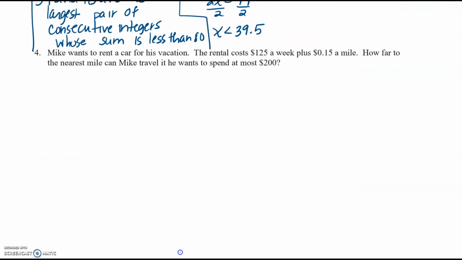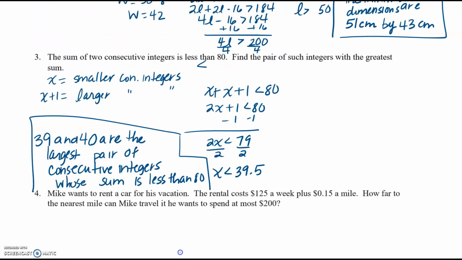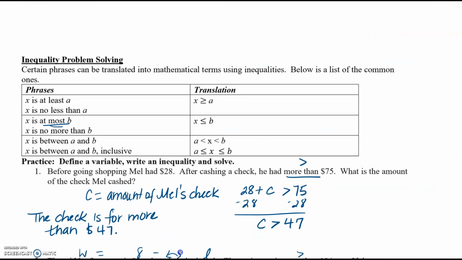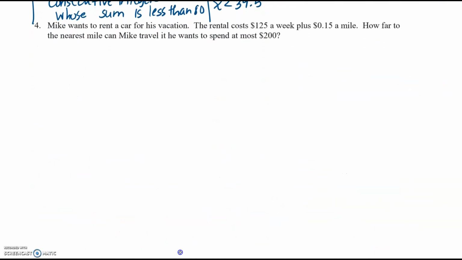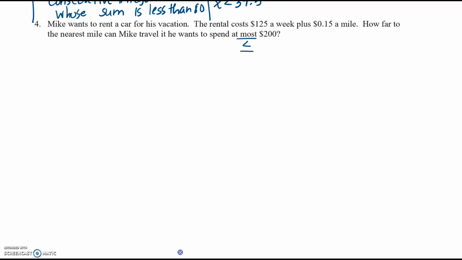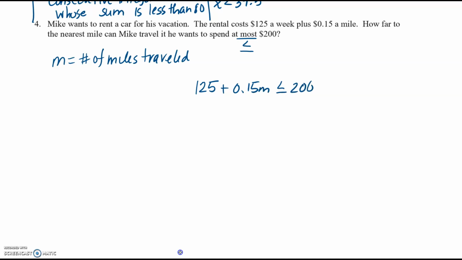Mike wants to rent a car for his vacation. The rental car costs $125 a week plus 15 cents a mile. How far to the nearest mile can Mike travel if he wants to spend at most $200? So if I go back up here to the word at most, it means less than or equal to. All right, so we can let m equal the number of miles traveled. So we already know that it costs him $125 just to rent the car plus 15 cents. We don't know how many miles, and he can't spend more than $200.